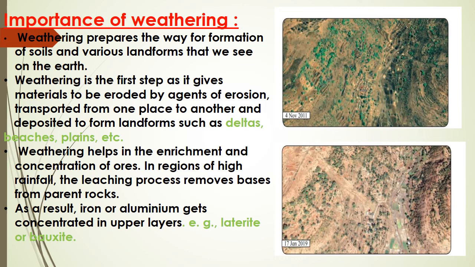A chemical process takes place and the leaching of the rock happens, and you get concentrated ores because of weathering also. As a result, iron or aluminium gets concentrated in the upper layers. So because of that, you get different concentrated minerals in a very pure manner. So these are the different advantages of weathering.